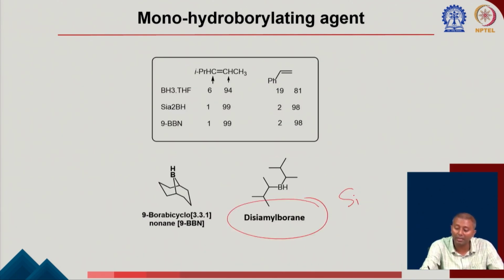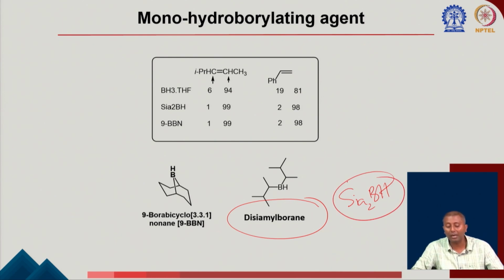I think we talk about this one, the dicyamyl borane. So this is called Sia2BH. Dicyamyl borane, you can think from the structure, what is the difference we are bringing here? We are bringing some sort of a hydroboration reagent which is bulky in size, and which also has only one BH group.